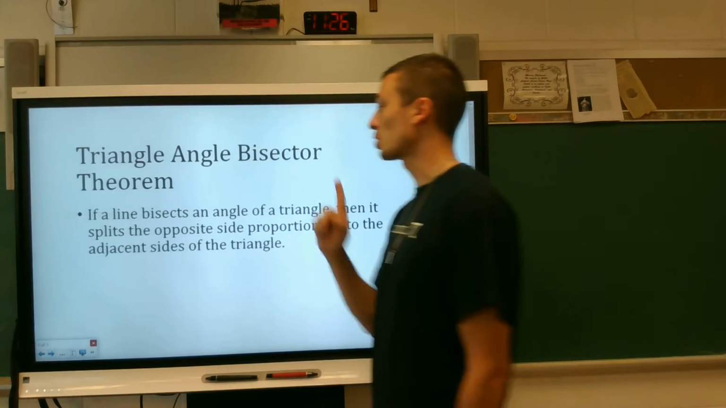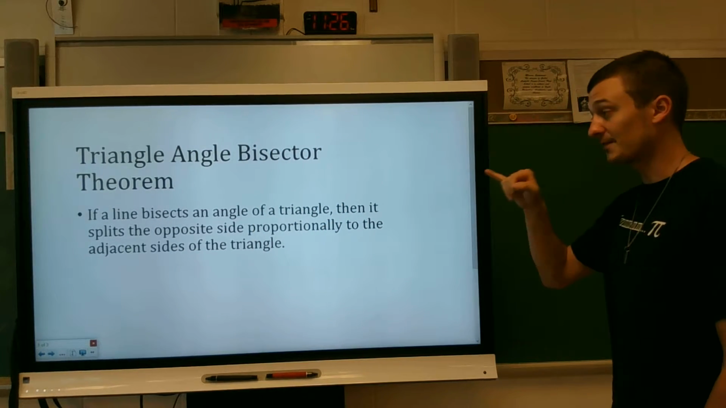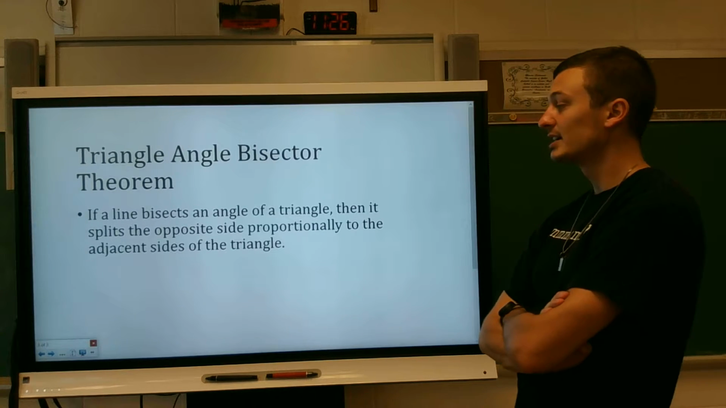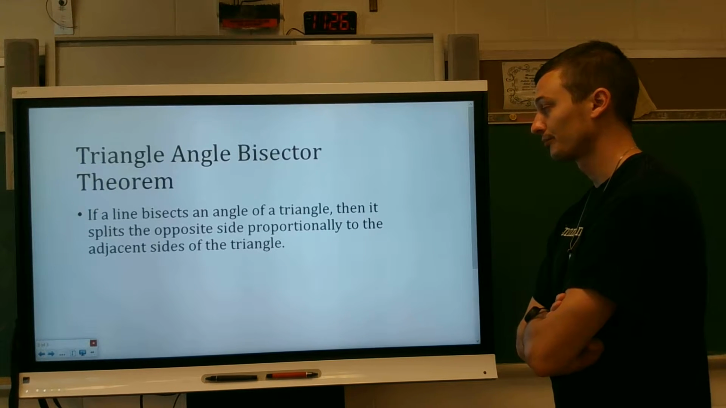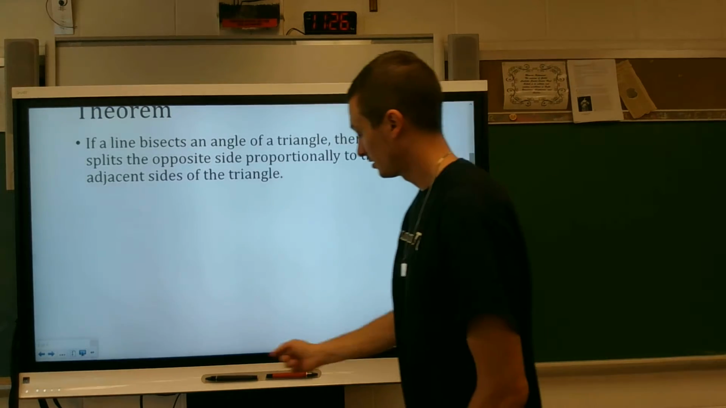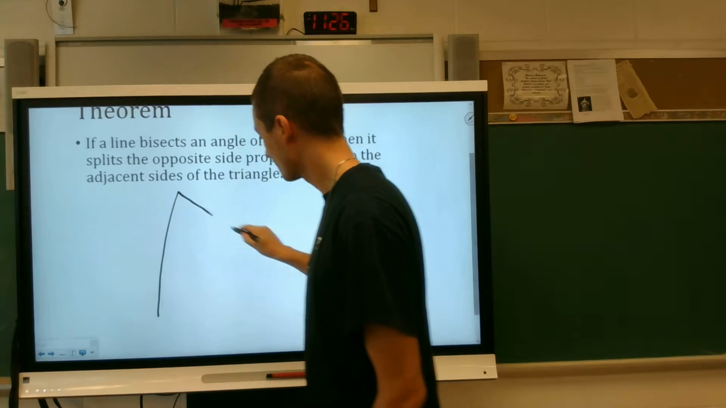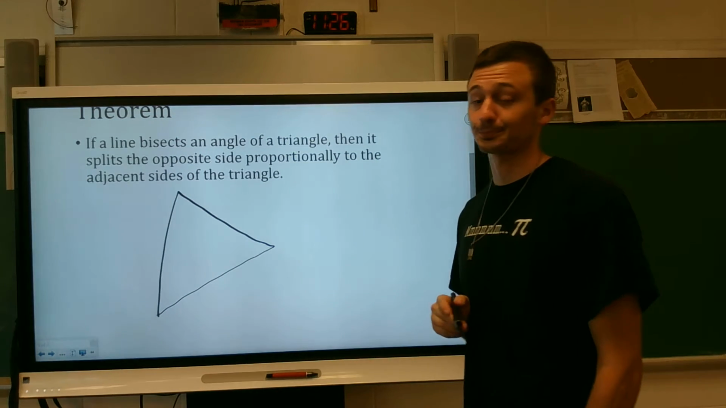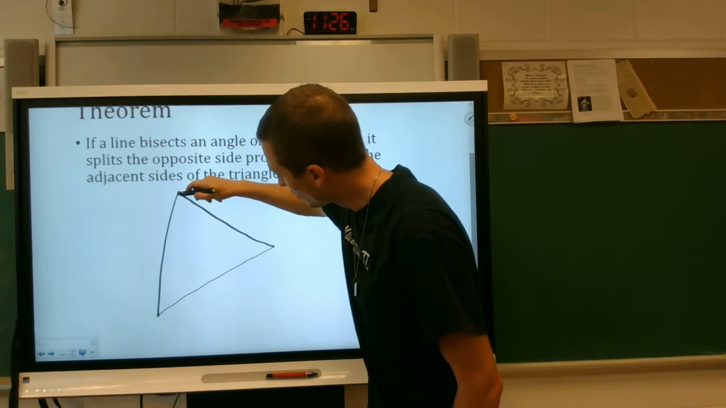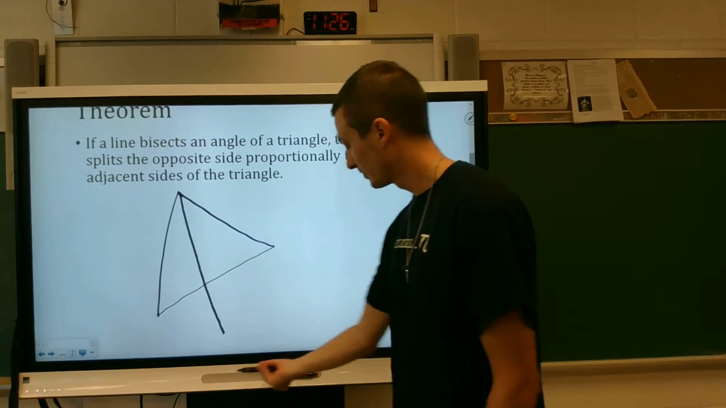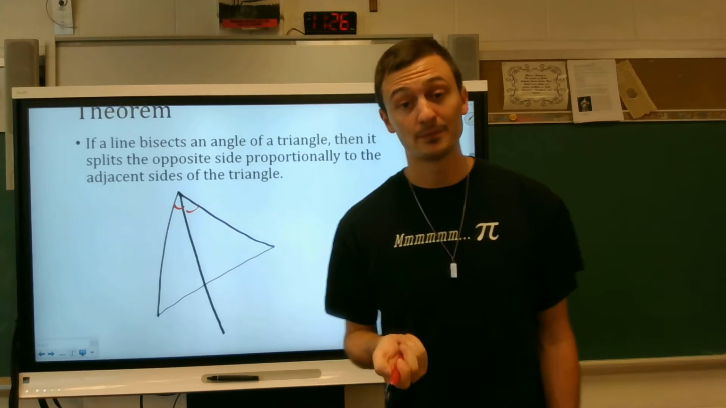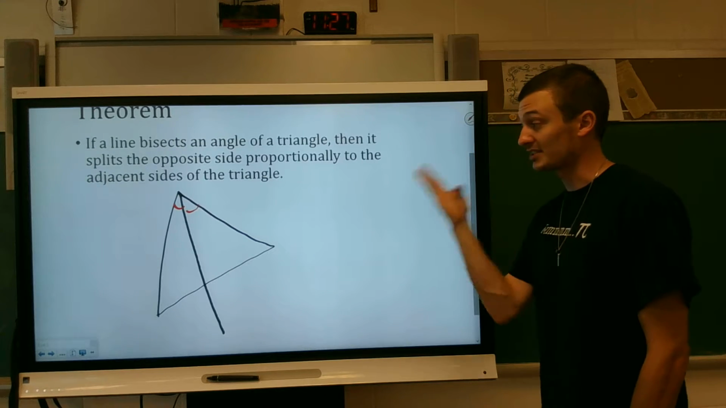The other one is the triangle angle bisector theorem. It says if a line bisects an angle of a triangle, then it splits the opposite side proportionally to the adjacent sides of the triangle. A lot of words. So let's draw a picture. Triangle. So a line bisects an angle of a triangle. So let's say we bisect that angle. Specifically, so this angle equals that angle because it's bisected. So those two angles are the same.